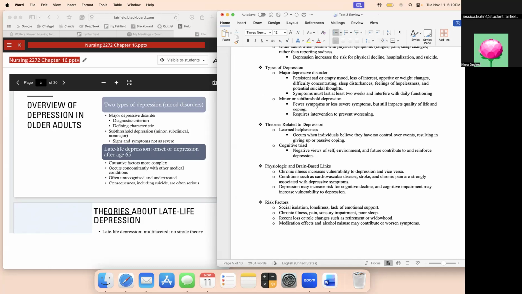The first is major depressive disorder. This is persistent, sad, or empty mood, loss of interest, appetite, weight changes, difficulty concentrating. These symptoms last at least 2 weeks and interfere with daily living.